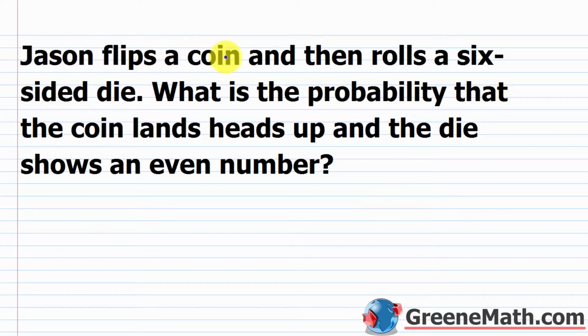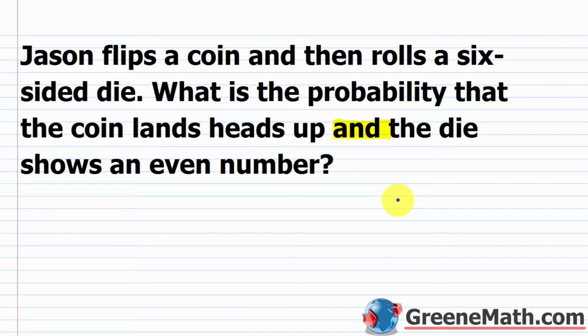Jason flips a coin and then rolls a 6-sided die. What is the probability that the coin lands heads up and the die shows an even number? When you deal with these problems, you're going to have problems that say "and." Some event occurs and some other event occurs. In this case, one event is flipping a coin and getting heads up, and the other event is rolling a die and getting an even number, so a 2, a 4, or a 6.